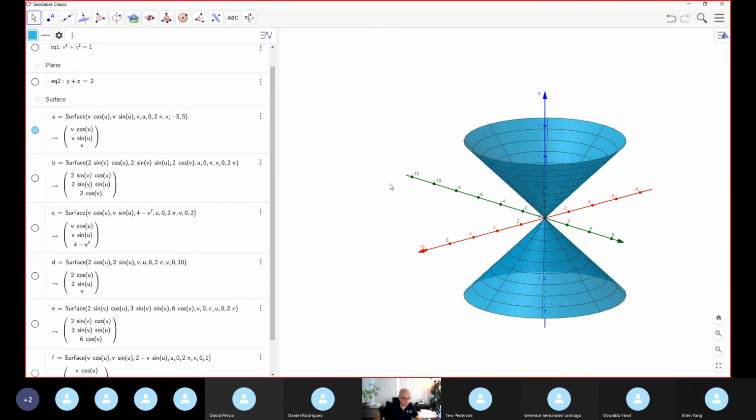Okay, do you see that or no? Do you understand the idea for the function Surface in GeoGebra? Yes or no? Come on. I need to comment. Any questions? Do you see or no? Yeah, we see. Okay.